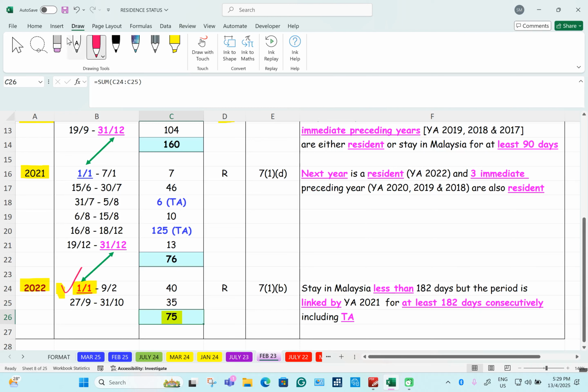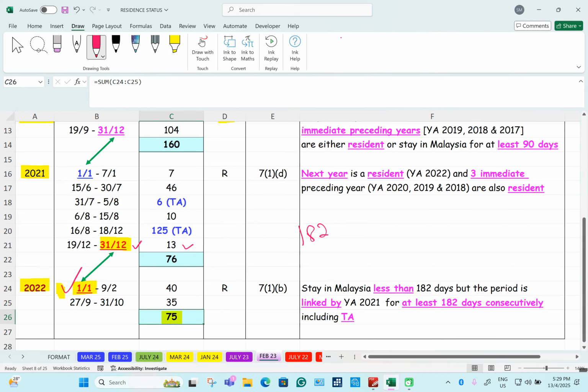Okay, second condition. Now you reverse to 2021. So last year, you will start at the end of calendar, which is December. So December, I need 31st December. Do we have 31st December? Yes, we do. Okay, look at the first layer here. 19 December to 31st December, we got 13 days. Okay, fine. 13 days is not enough because I need 182 consecutively.